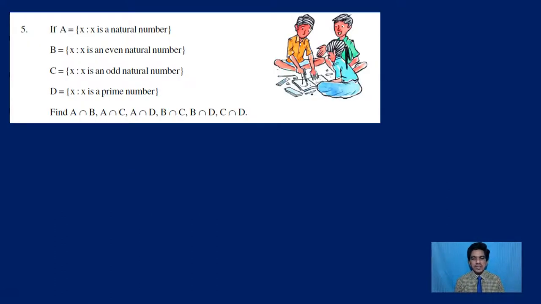A is the set of x such that x is a natural number, B is the set of x such that x is an even natural number, C is the set of x such that x is an odd natural number, D is the set of x such that x is a prime number. Then you find A intersection B, A intersection C, A intersection D, B intersection C, B intersection D, and finally C intersection D.